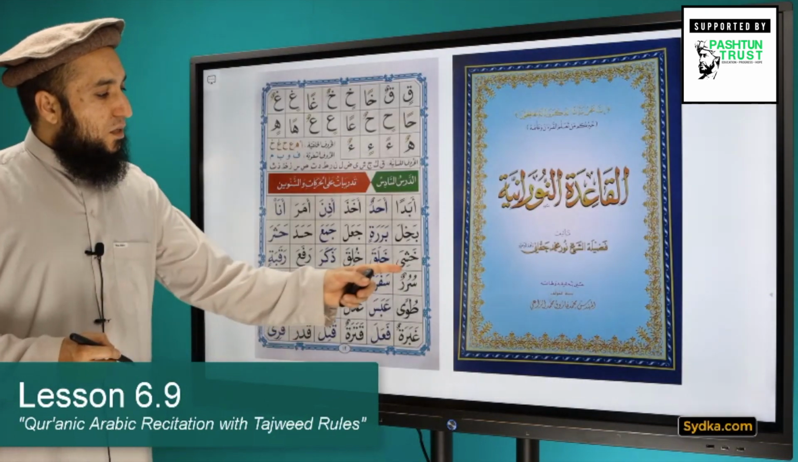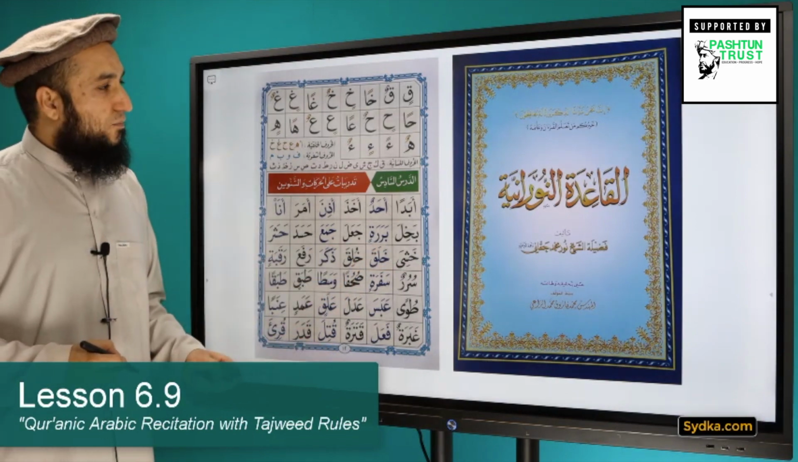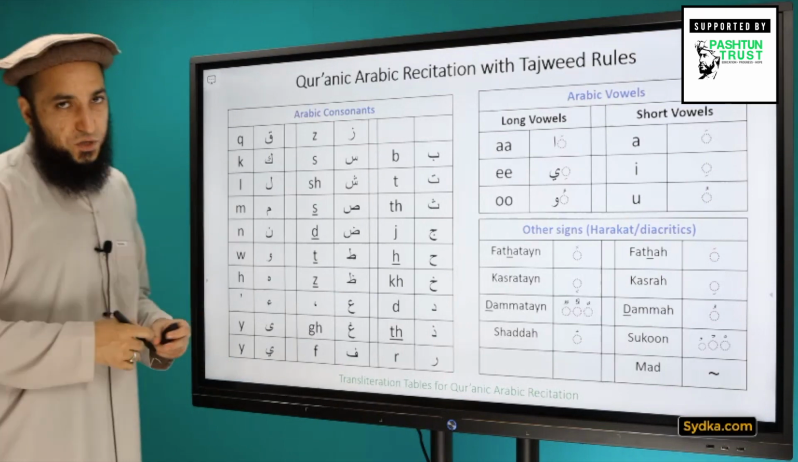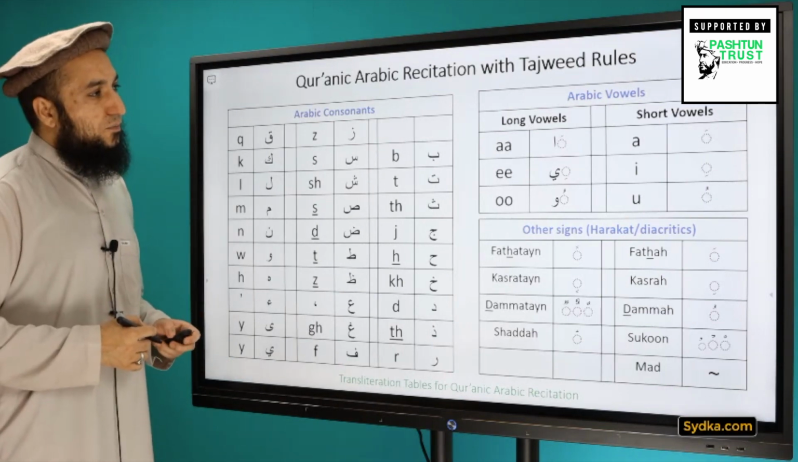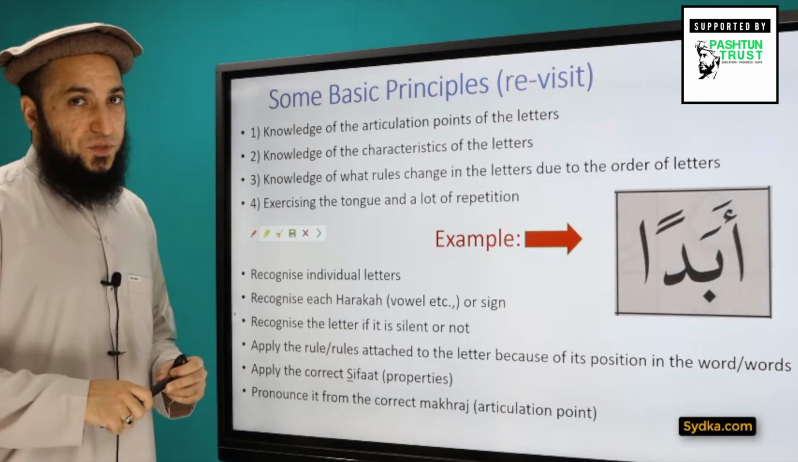In this session, we will study these three words of Al-Qaida Nuraniya on page number 12. And this slide is just a reminder for transliteration purposes. So we are revisiting some of the principles that we have studied before.